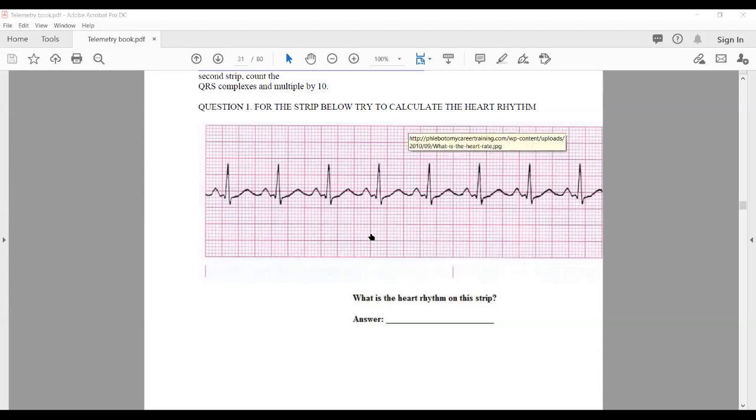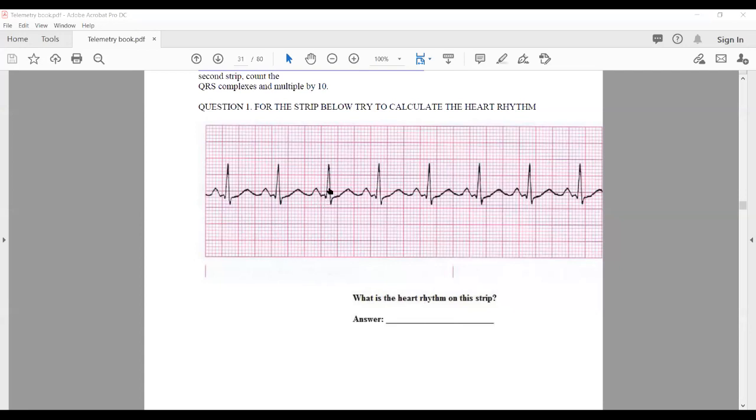Let's take a look at what we have. I'm going to go ahead and count the small boxes once again. We're going to go about 3. So 5 and 5 is 10 and 3 is 13, 14, 15. So I'm going to go with 15 small boxes, and I'm going to do the 1500 rule. So 1500 divided by, what did we say, 15? And I'm getting 100. About 100 beats per minute.